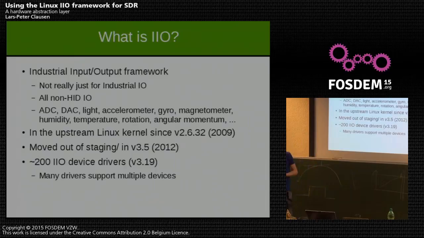It has been in the upstream Linux kernel since version 2.6.32, since 2009. It was originally developed by a guy called Jonathan Cameron. He developed this at the university as part of a research project. He had lots of sensors and he needed a common framework to represent these sensors. So he came up with this framework, and at some point it was merged in the upstream kernel, initially in the staging area, where all the work-in-progress stuff goes. But we moved out of staging and released in 3.5, 2 years ago, or almost 3 years ago now.